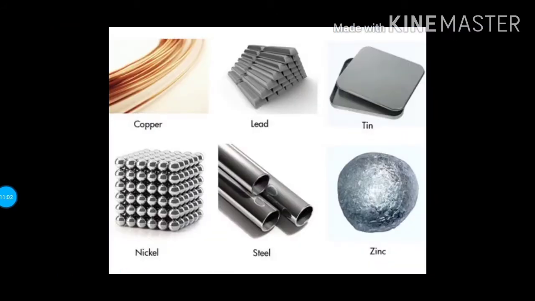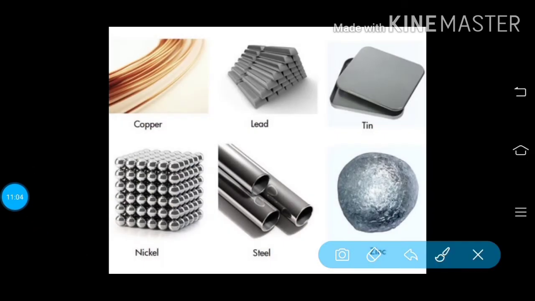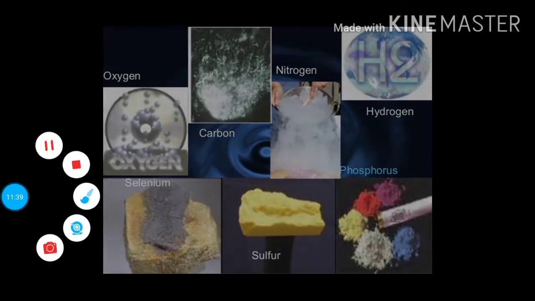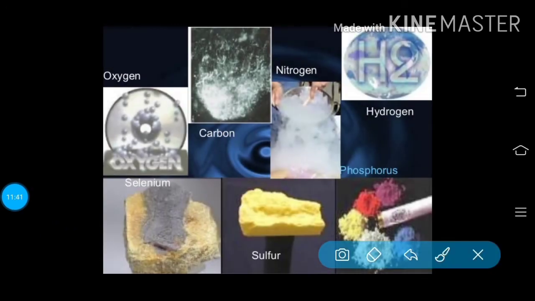So here I want to show you some pictures of metals. Here you can see this is the copper and this is the color of copper. Okay, this is the lead. This is the tin, and you know that tin is also a metal. Nickel, steel and zinc. Okay, so these are all examples of metals, and here you can see the images of all these metals.